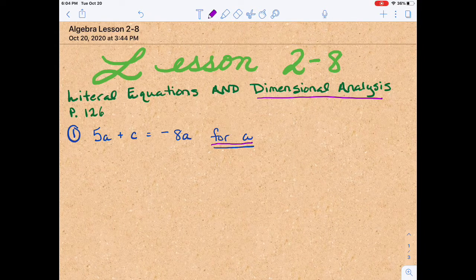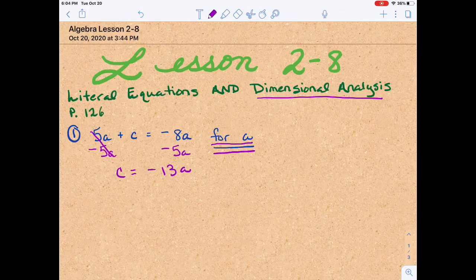So the first thing I'm going to do is try to get my negative 8a and my 5a together. It doesn't really matter whether I add 8a to both sides, although it'll feel a little weird if I get 0 over there on the right, or if I subtract 5a, and I'm just a little more comfortable subtracting 5a, so I'm going to do that. Notice that's just the subtraction property of equality. Canceling out here, I get c equals negative 13a.